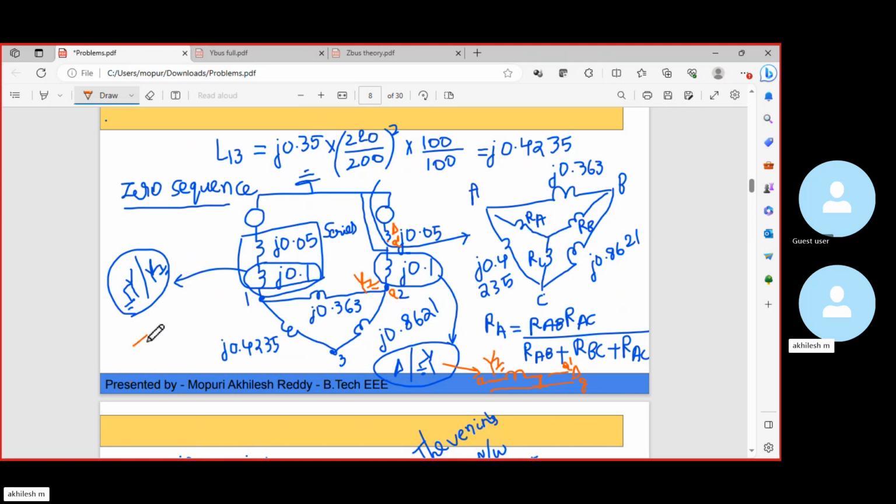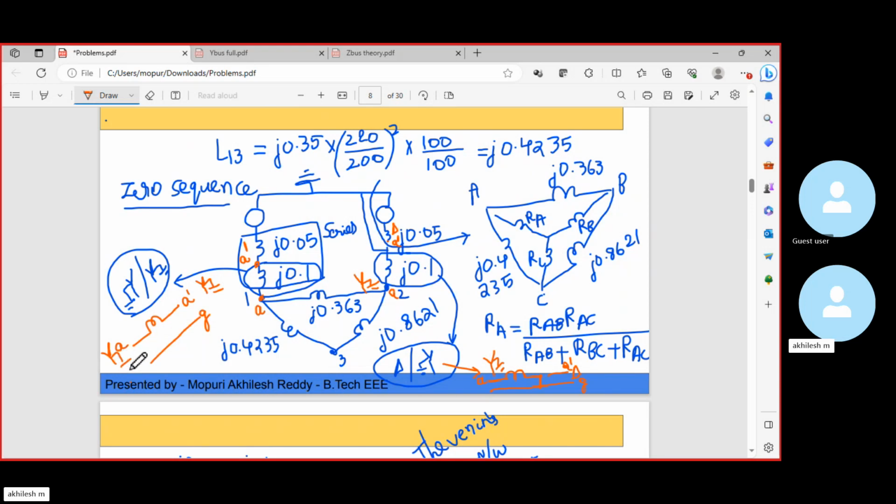Why? Because whenever both sides are star with neutral grounded, it is a direct connection between A and A dash. And this is my ground. So this is my A, and this point is my A dash. Here also it is star with neutral grounded, and this side also it is star with neutral grounded.